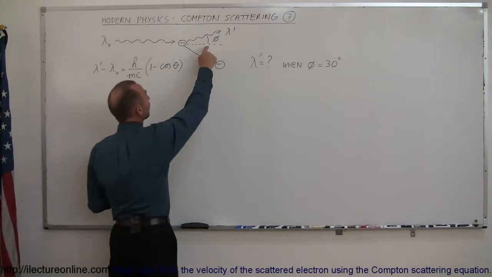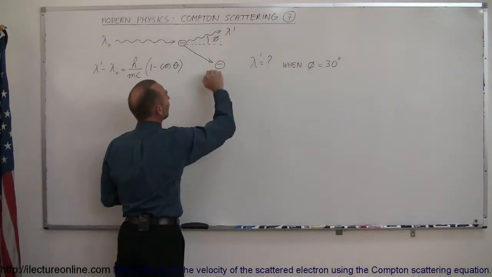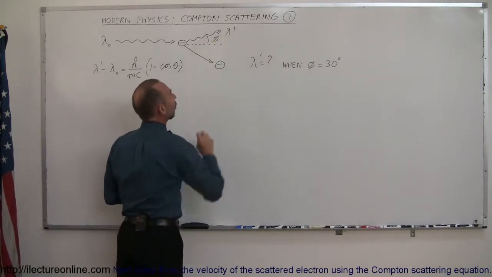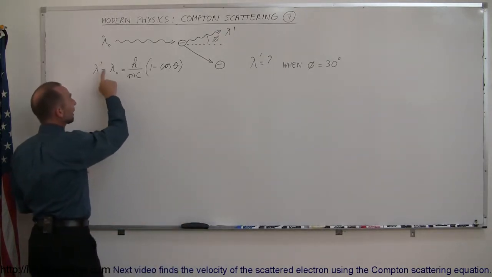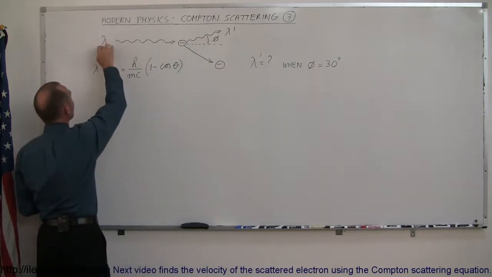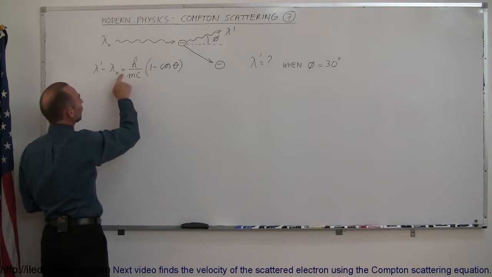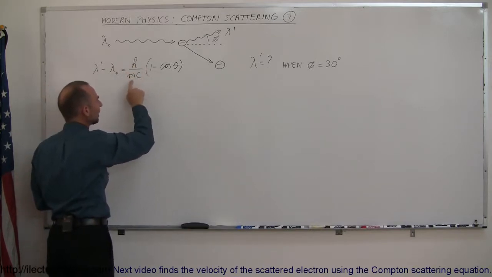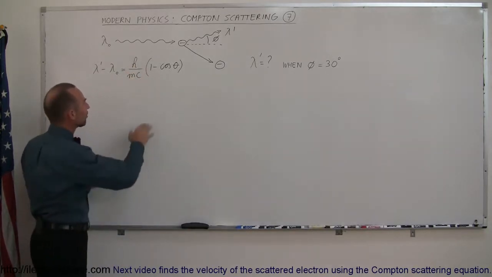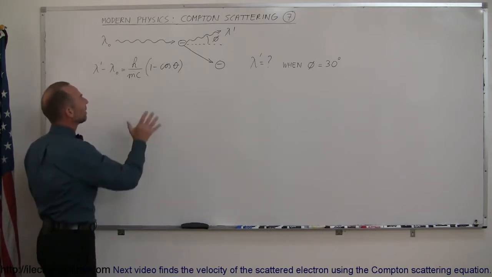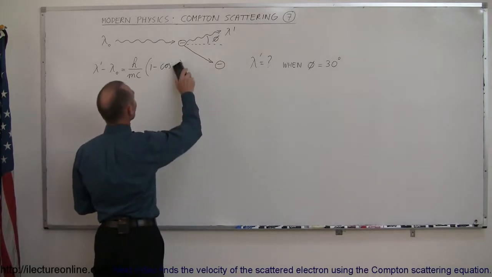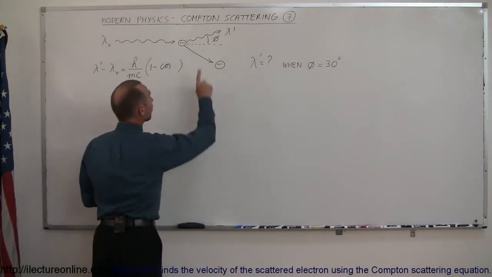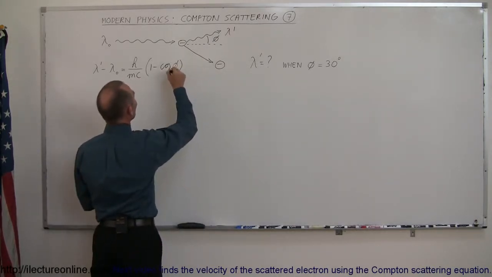Depending upon the size of the scattered angle, the wavelength will change accordingly. And the equation is such that the difference in the wavelength of the scattered photon relative to the wavelength of the original photon is equal to h divided by mc. Now, m is the mass of the electron, c is the speed of light, times 1 minus the cosine of the angle. And of course, if I keep the angles the same, it makes a lot more sense. Since I used phi there, I guess I'll use phi over here.